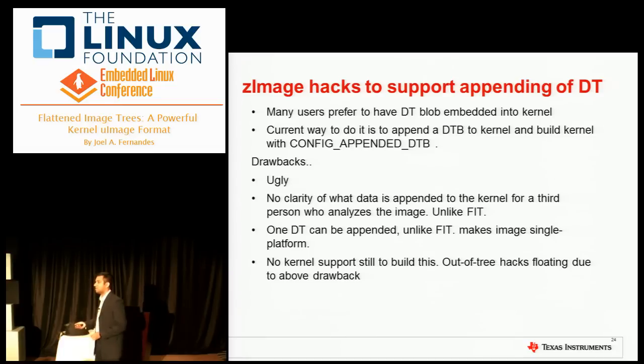Sometimes I do hundreds of iterations, and sometimes my device tree is just fixed. I don't want to copy it from somewhere and pass it. I want it to be in my image. I want to build kernel and device tree all in the same image. That's not possible. You need out of tree hacks in the kernel code to actually do that build. And again, it makes it a single platform. You can't embed more than one device tree, even with this approach.